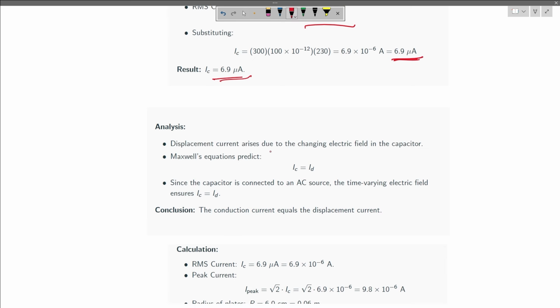So displacement current arises due to the changing electric field in the capacitor, and Maxwell's equation predicts conduction current equals displacement current. Now since the capacitor is connected to an AC source, the time varying electric field ensures IC equals ID. So yes, IC is equal to ID here. The conduction current equals the displacement current.